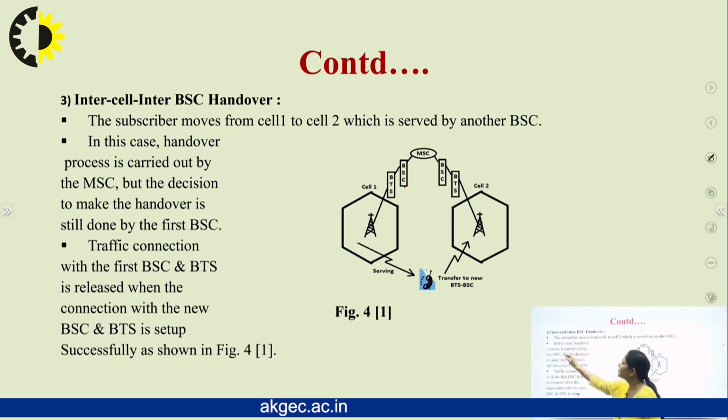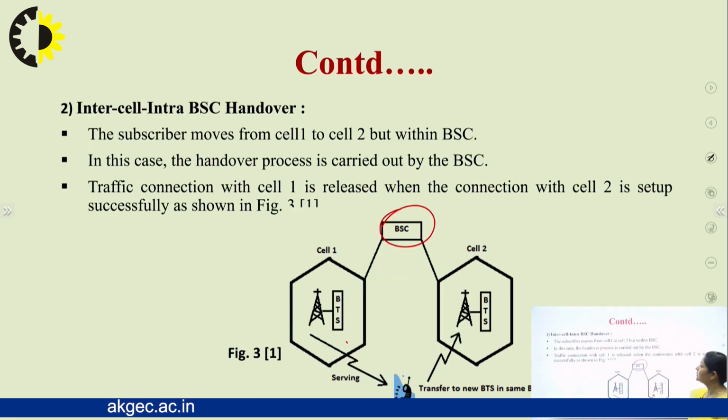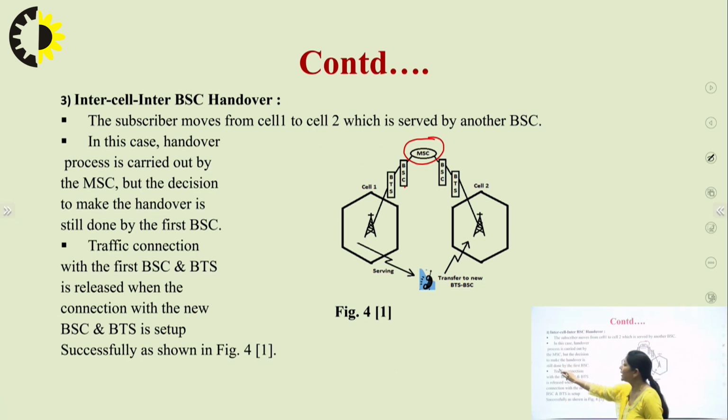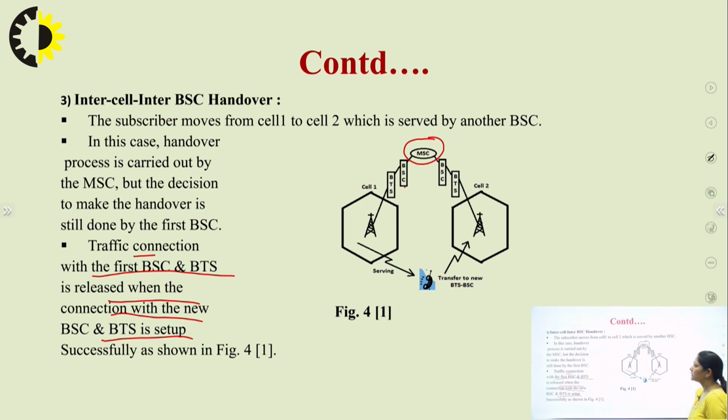In this case, the handover process is carried out by the MSC. You can see here the control will be by the MSC. In the previous picture, there was no role of the MSC, whereas in this case, the control is with the MSC. But the decision to make the handover is still done by the BSC, because the power is being monitored by the BSC. Traffic connection with the first BSC and BTS is released when the connection with the new BSC and base station is set up. So the connection with this base station will be released only when the new connection has been set up with the next base station.